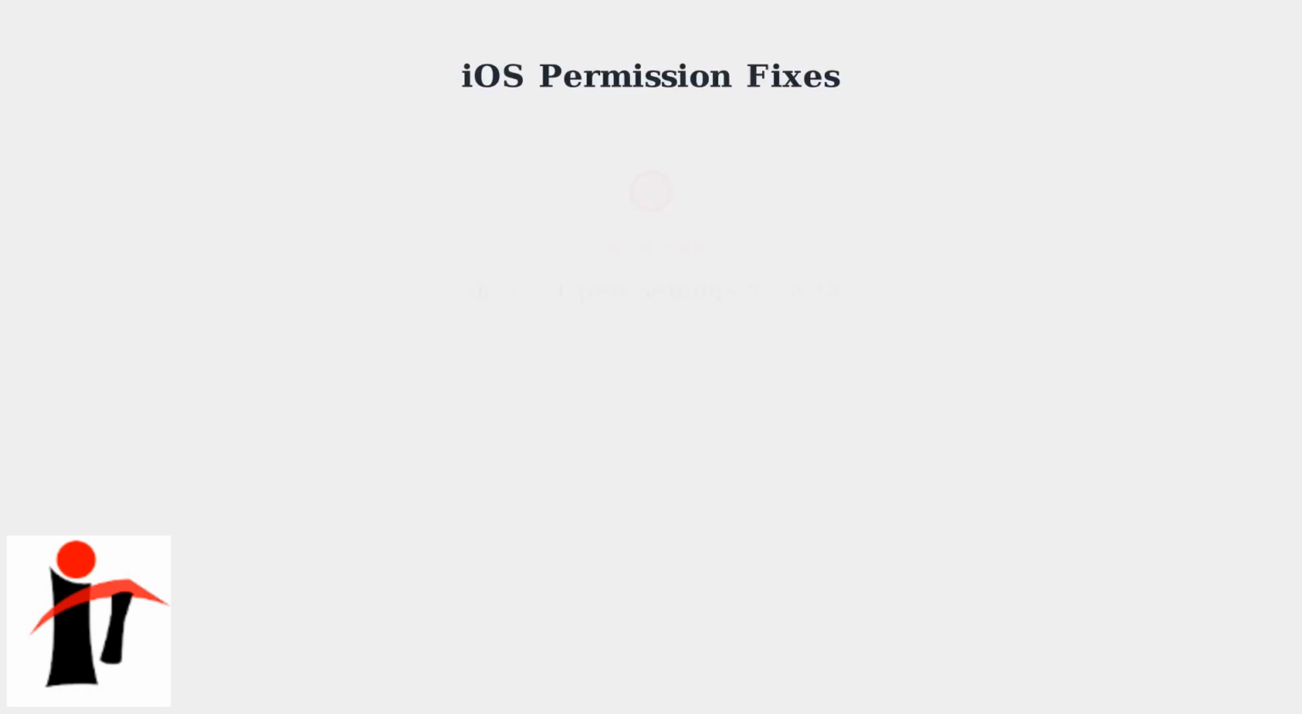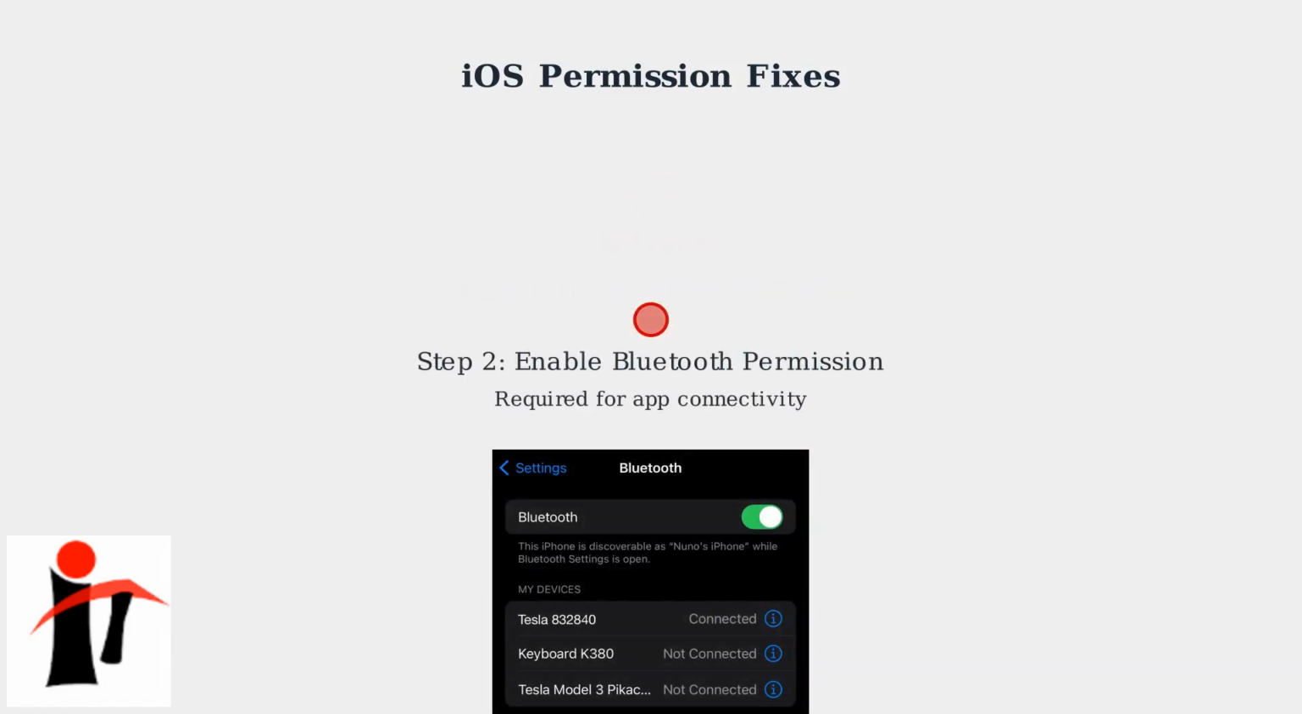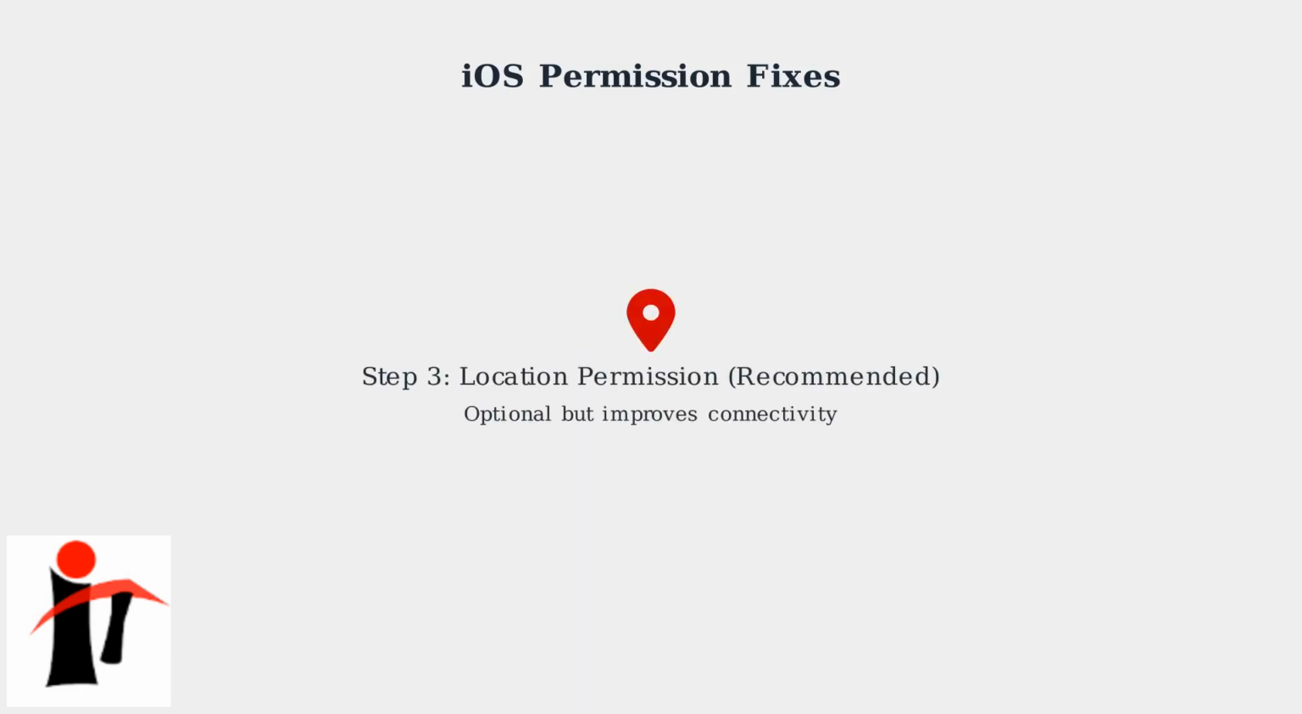For iPhone users experiencing Bluetooth permission issues with the Tesla app, start by opening your Settings app and navigating to the Tesla section. Once in the Tesla app settings, ensure that Bluetooth permission is enabled. This is required for the app to communicate with your vehicle. Location permission is recommended, but not required. Enabling it can improve the reliability of the connection between your phone and Tesla.